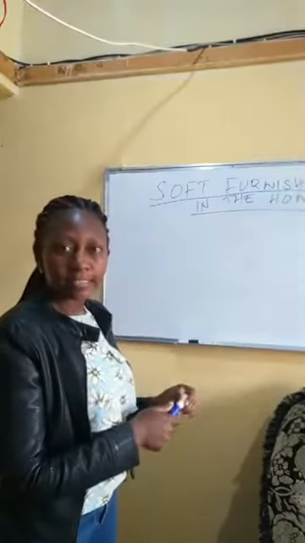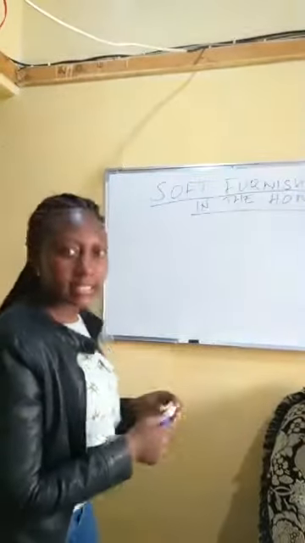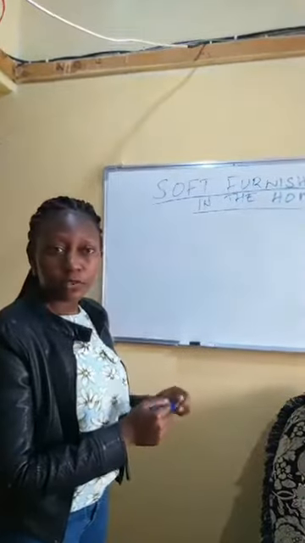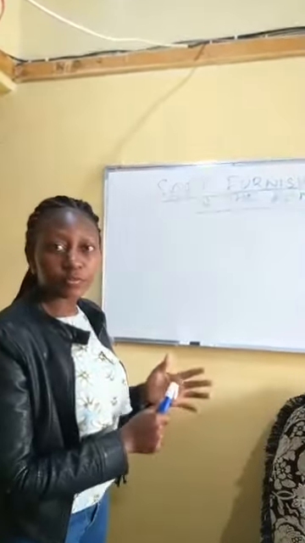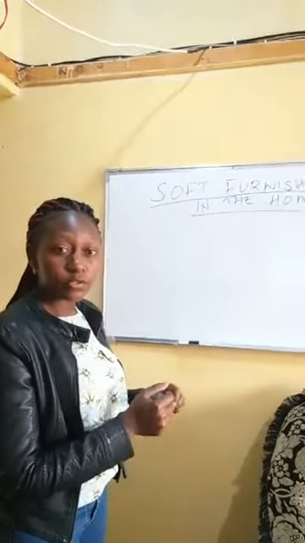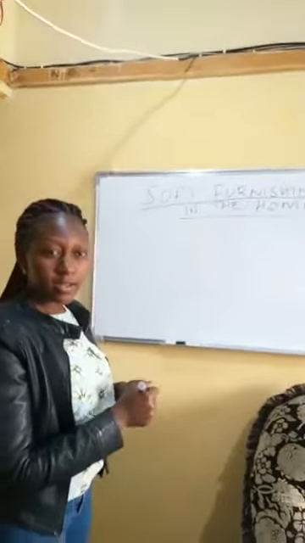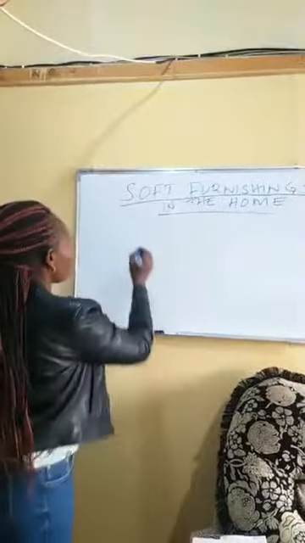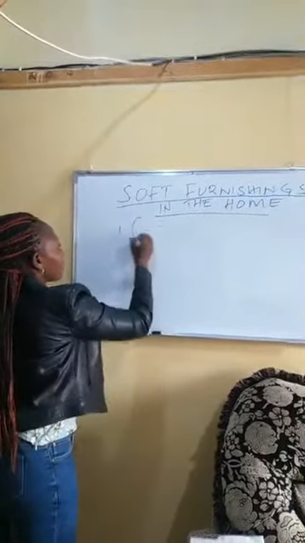I'm Delphine. I'll take you through Home Science, and we are going to look at topic 5 in Form 4, and that is soft furnishings in the home. Under soft furnishings in the home, there are various concepts that we're going to look at. The very first one is color.